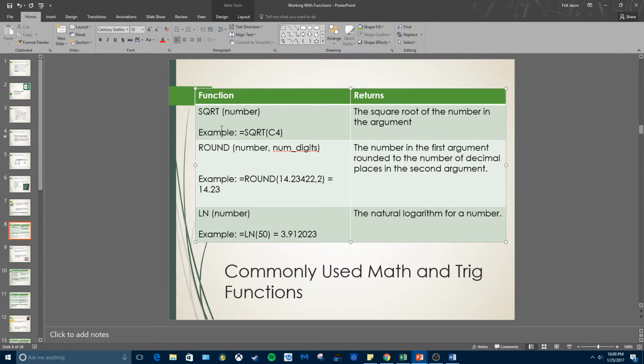So the ones you really need to know that might be on your certification, square root and round. Okay? Logarithm, if you ever need it for a math class, go for it. All right.